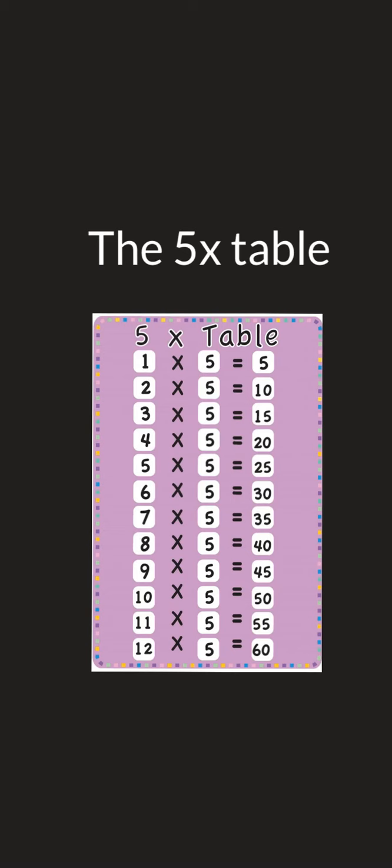So remember, times tables are all about how many lots of something you've got. So 1x5 means 1 lot of 5. As you can see, with 1 lot of 5, in total we've got 5. 1x5 equals 5.